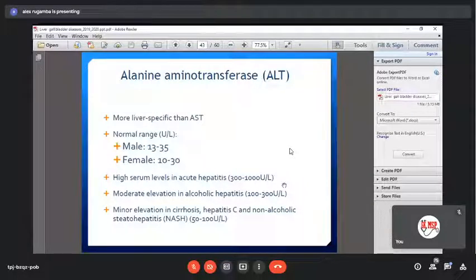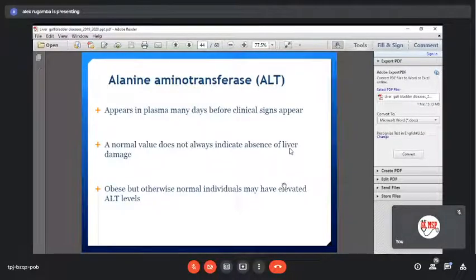The moderate elevation of alanine aminotransferase is mainly in alcoholic hepatitis, and the minor elevation of it is in cirrhosis, hepatitis C infection, and non-alcoholic fatty liver disease.